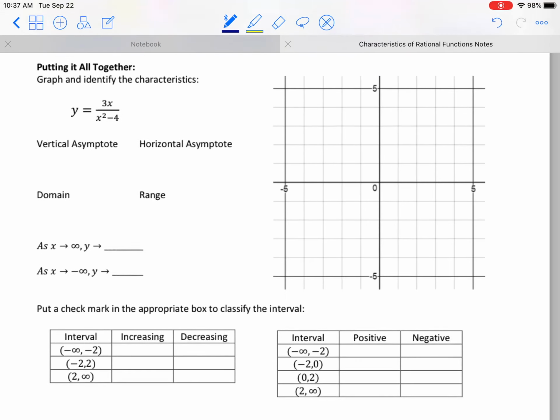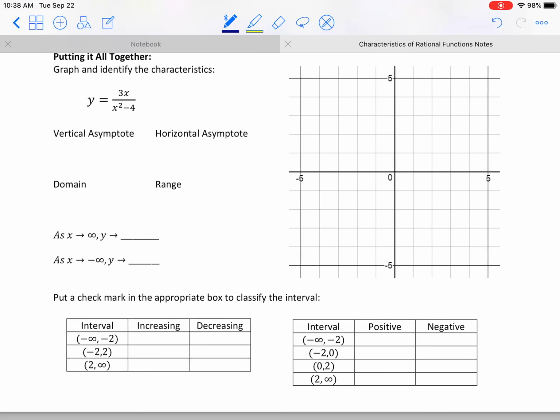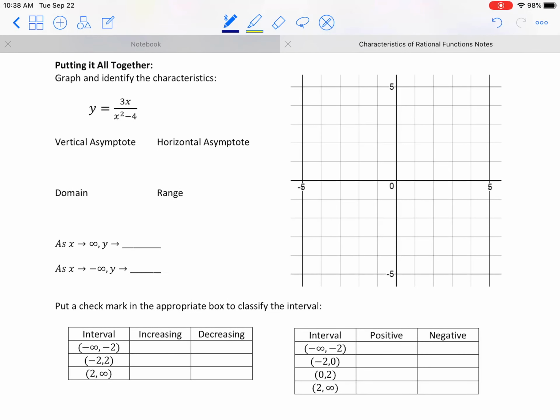Okay? Alright, I've got one problem here where I just kind of want to put together all of the things that we've done here so far. So we're going to try to graph this function. We're going to try to identify all the characteristics, and then hopefully we'll be well on our way to finishing up this module.